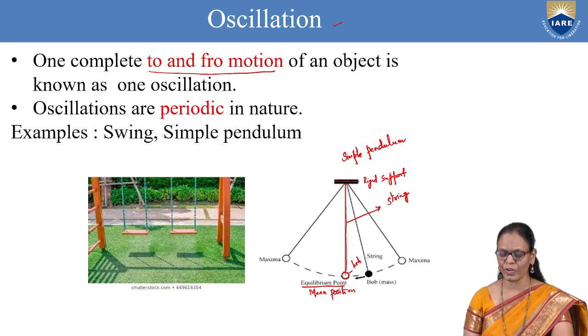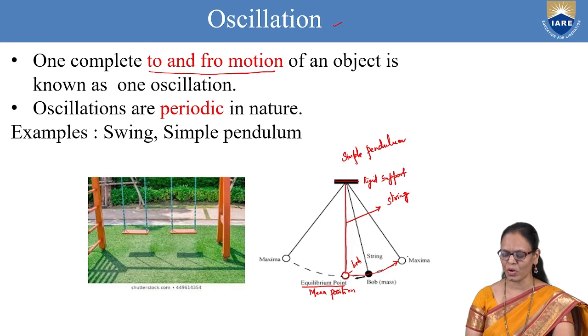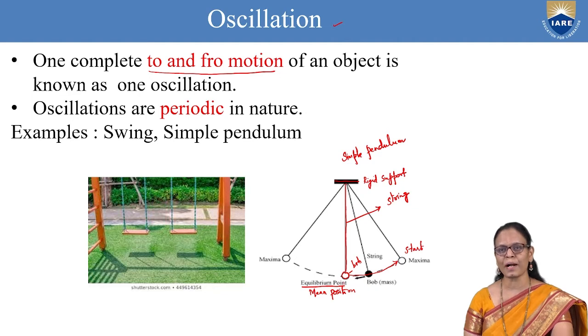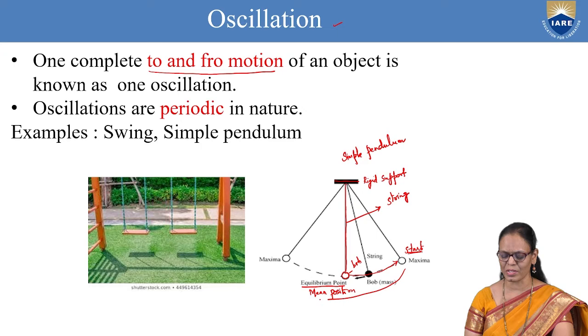Now, when we disturb this bob, I just take the bob from here to here and leave it. I disturb it from the equilibrium position, taking it to one end and leaving it. Then what happens? The bob keeps on oscillating. This is actually the equilibrium position, but I'm taking it to one extreme end and leaving it, so that this becomes the starting point for this particular oscillation. Now this will keep on oscillating like this.